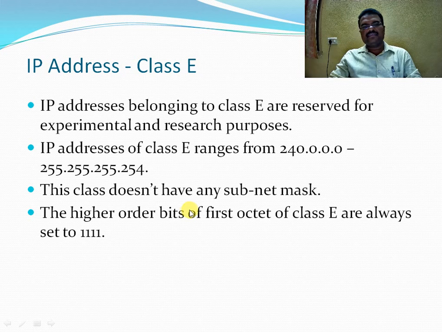And class E: the addresses belonging to class E are reserved for experimental and research purposes. The IP addresses of class E range from 240.0.0.0 to 255.255.255.254. This class does not have any subnet mask. The higher order bits of the first octet of class E are always set to four ones, 1111.